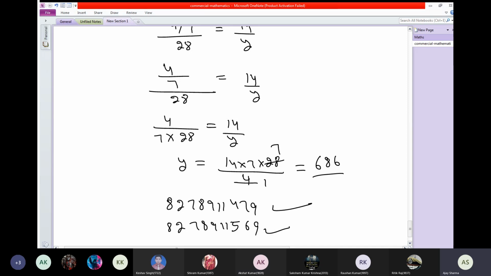Yes, query? You have to complete it today, and you have to share the 11th chapter. That is already done. Chapter number 11, area of polygon.